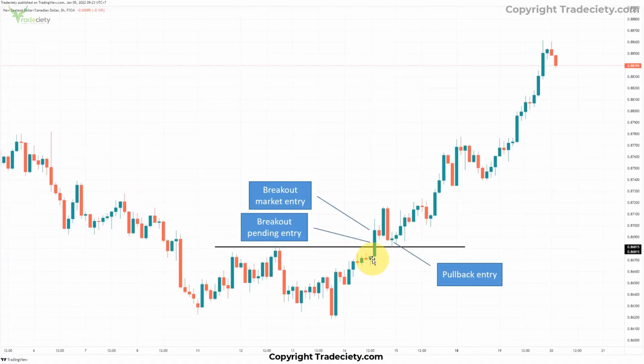And it would then look like here. You have your breakout, obviously, then you wait for the market to move away a little bit from the breakout level, and then you're coming back, you're pulling back into the breakout level. And this is then where pullback entries would be initiated.